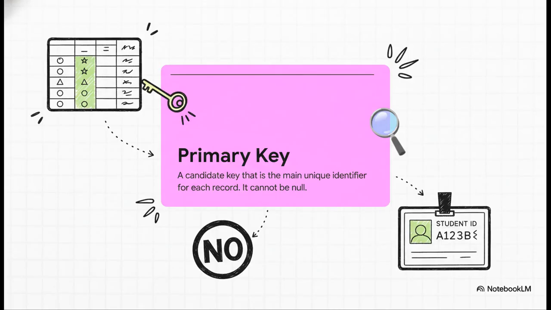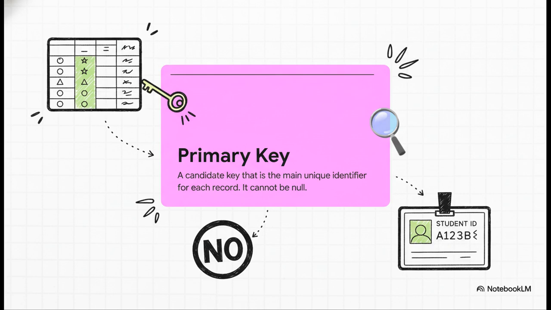Game over. So let's just boil it all down. A primary key is the one special field we choose to make sure every single row is unique and findable. And its number one most important rule, it can never ever be null. That's why something like a unique student ID number, which every student is guaranteed to have, is a much, much better choice.